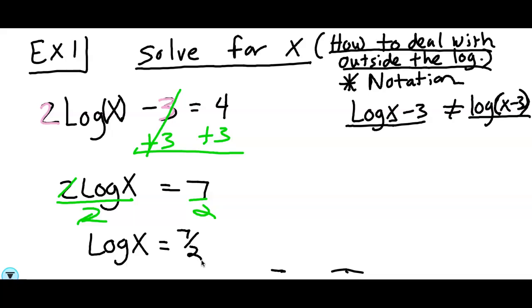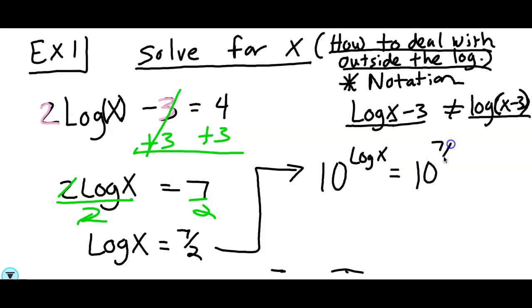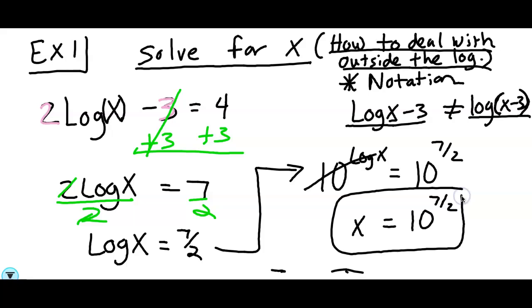Once you've gotten rid of those outside numbers, the problem looks just like what we did last time. So we're going to exponentiate both sides now to get rid of the log. What base am I going to use? 10. When they don't write the base, your base is 10. And I'm just going to leave my answer as 10 to the 7 halves power. That's good enough.